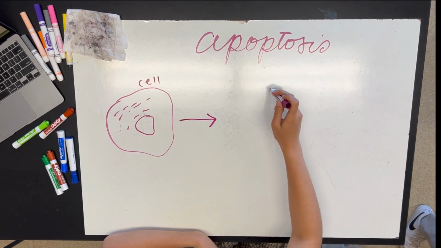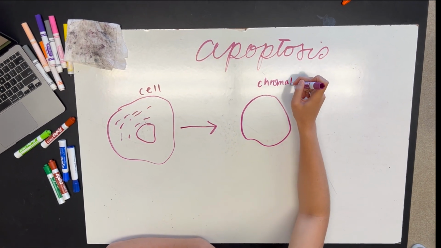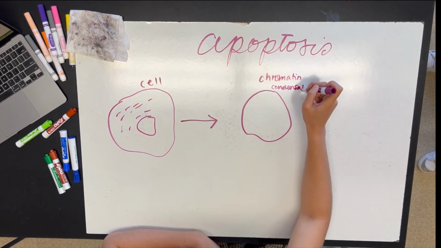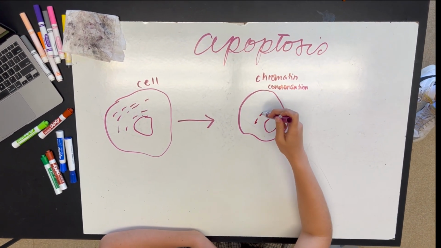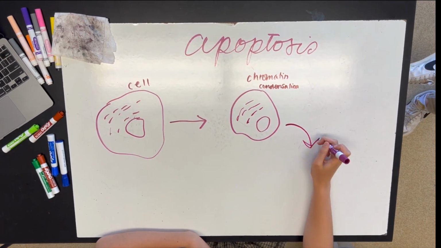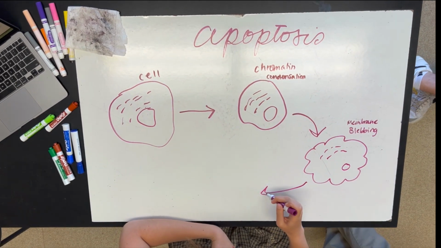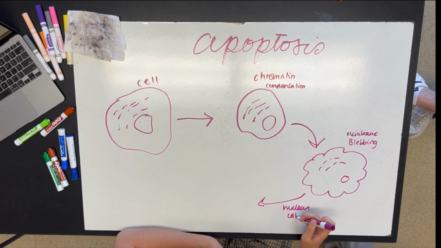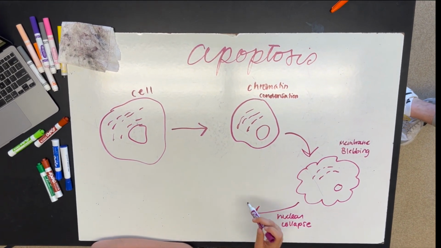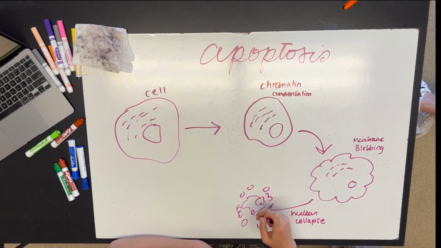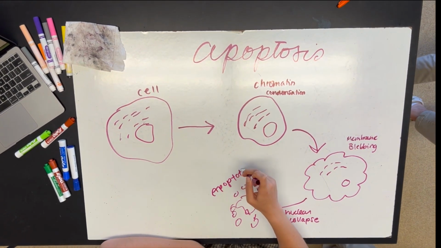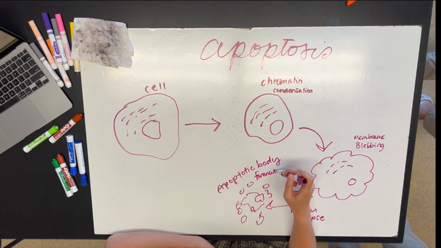Now apoptosis, which is the process of programmed cell death. First is chromatin condensation, where DNA and proteins in the nucleus compact, then membrane blebbing, where the cell starts to bulge, and then nuclear collapse, which is when the nucleus just simply falls apart, and then an apoptotic body is formed, which simply consists of the remnants of the fallen apart cell contained in distinct vesicles.